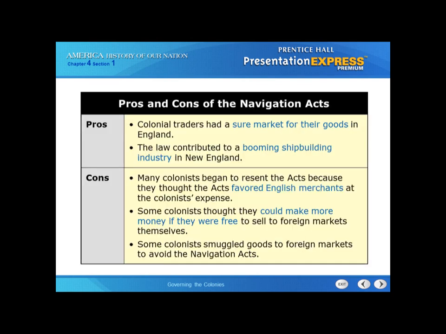There are some pros and cons of the navigation acts. Some pros would be that there was a market for their goods, and a booming shipbuilding industry in New England. Some of the cons, though, would be that they definitely favored English merchants. The colonists thought they could make more money if they could trade with others, and it encouraged smuggling.